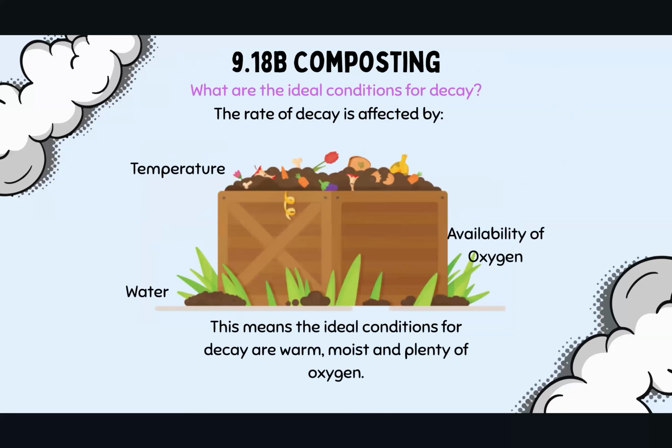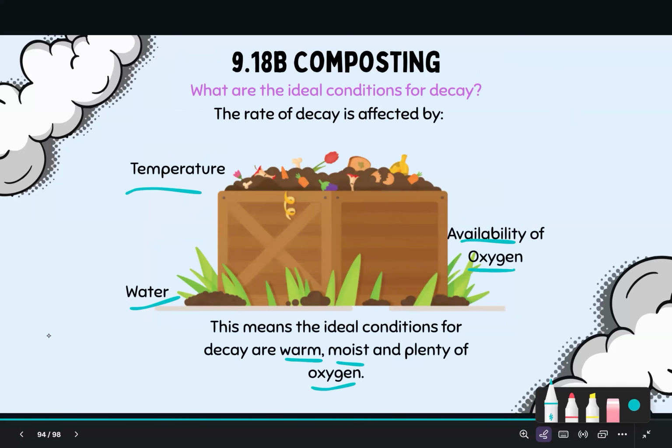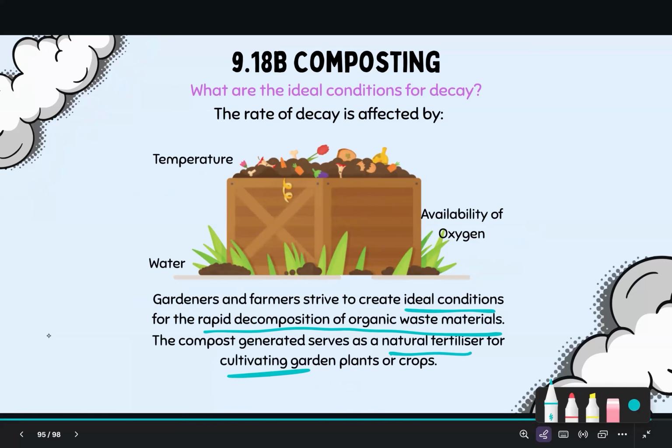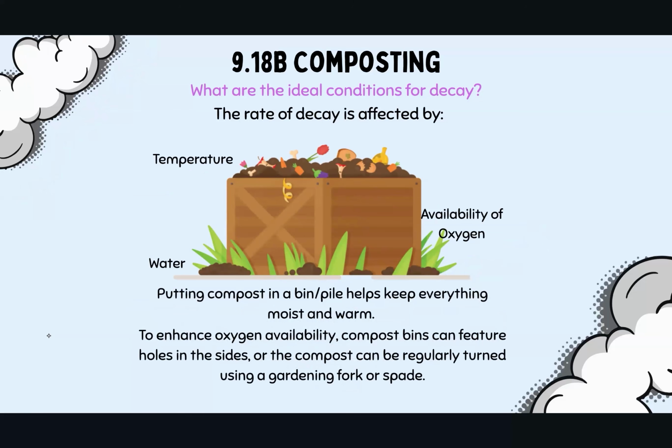Now, the rate of decay is affected by temperature, water, and availability of oxygen. So this means ideal conditions for decay are warm, moist, and plenty of oxygen, which is what that box would provide. So gardeners and farmers strive to create ideal conditions for the rapid decomposition of organic waste materials. So the compost generated serves as a natural fertilizer for cultivating garden plants or crops.